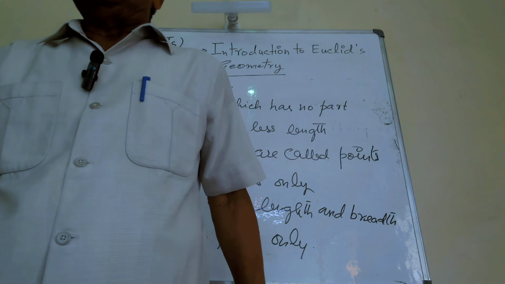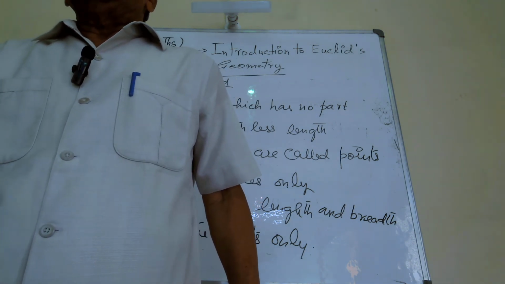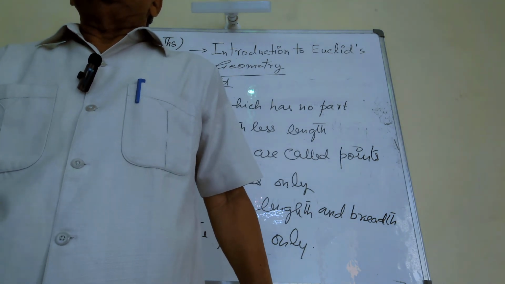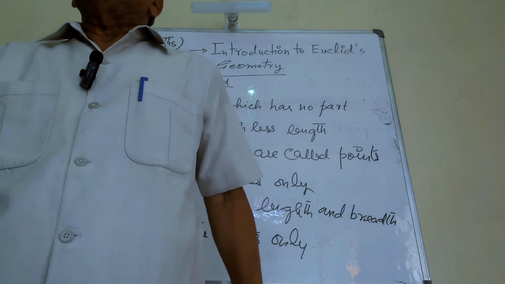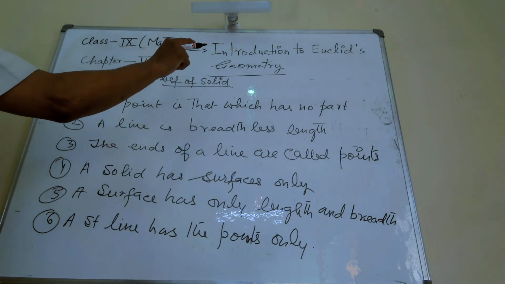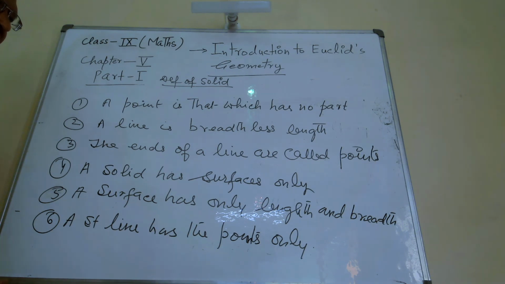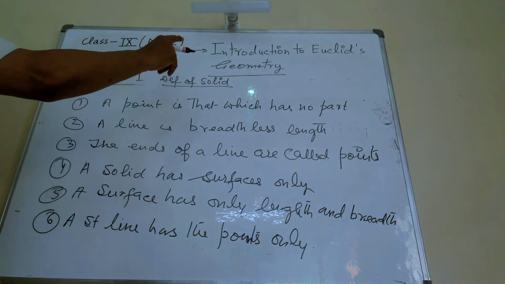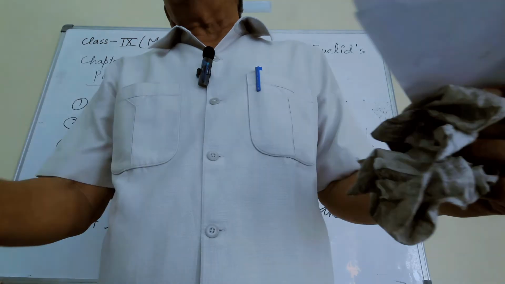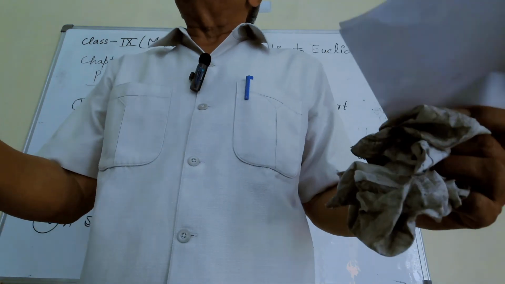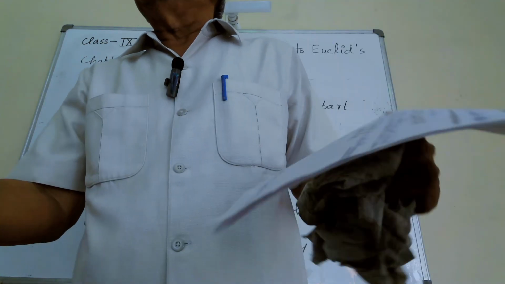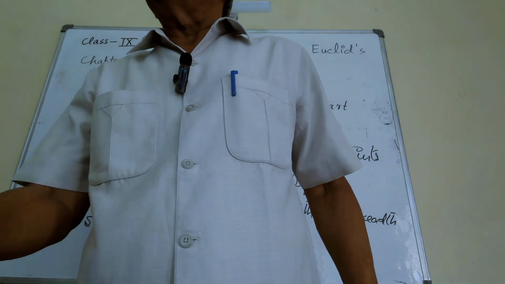So this is a very important topic from geometrical point of view. You should learn these definitions very carefully. You will get help in the study of geometry. So this was the first part of chapter 5, Introduction to Euclid's Geometry. Later on I will take the second part of this chapter. There are three parts of this chapter, and all the parts are very important. All these parts are very important and have a competition to each other.